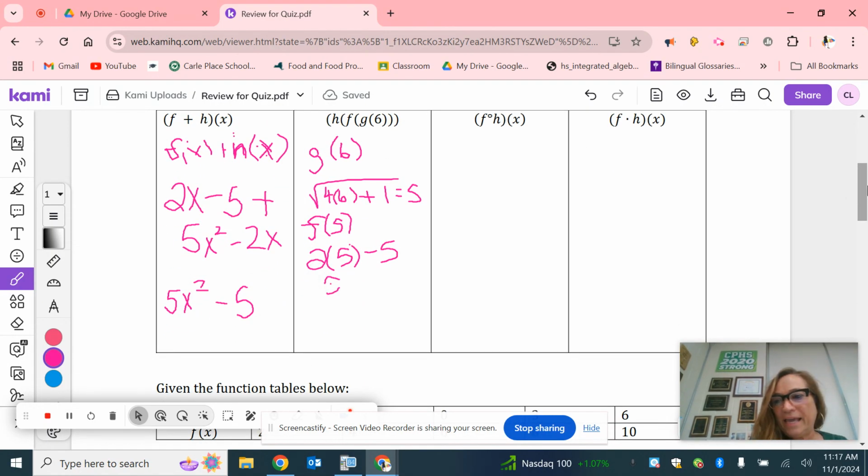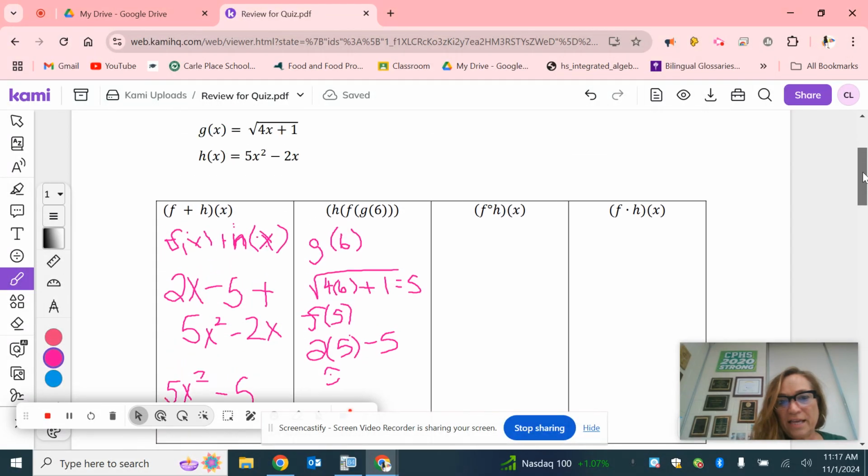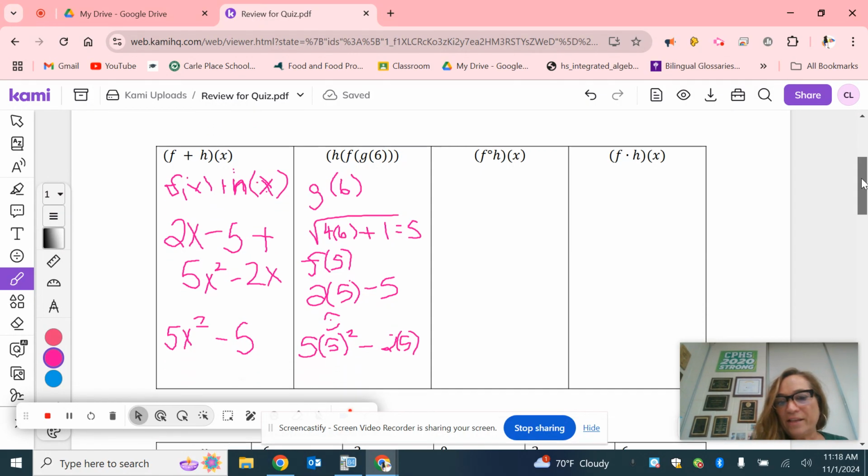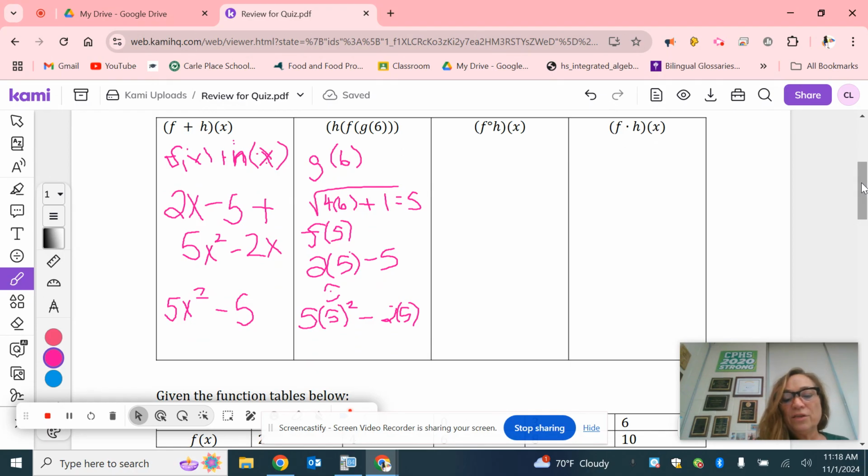And now I'm going to plug it into h. And h says 5x squared minus 2x. So 5 times the quantity 5 squared, minus 2 times a 5. Okay? And you can evaluate that on your calculator, or again, you could do mental math. So 5 squared is 25. 25 times 5 is 125. 125 minus 10 should be 115. Okay, and you can put that in your graphing calculator to make sure that you did that right.